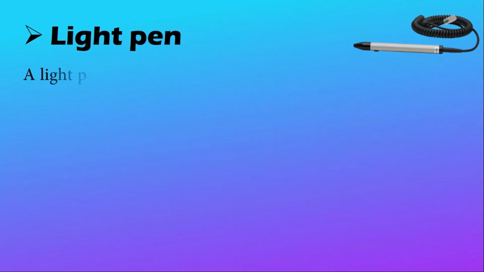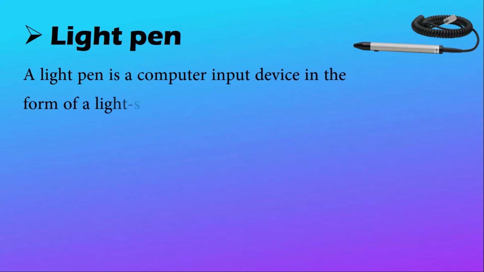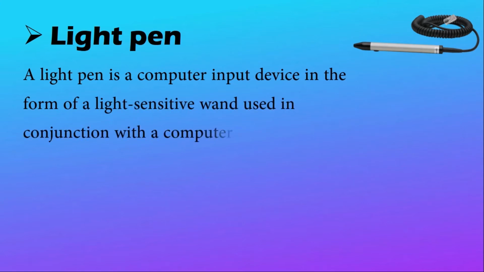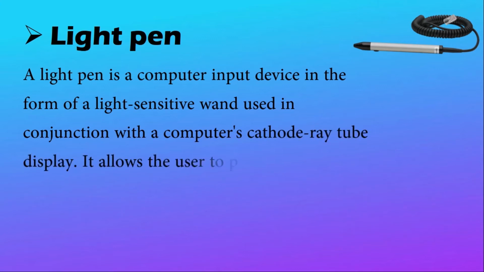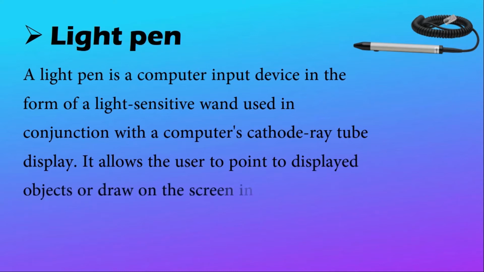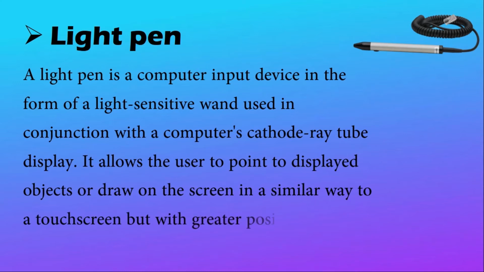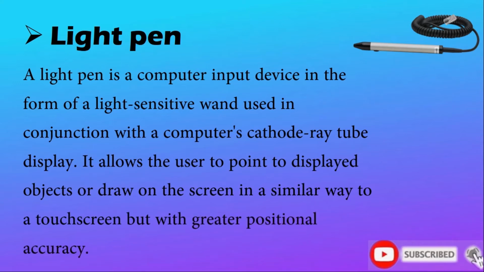Light pen. A light pen is a computer input device in the form of a light-sensitive wand used in conjunction with a computer cathode ray tube, which is a monitor part. So the cathode ray tube monitor will come under output devices, so wait for that. It allows the user to point to displayed objects or draw on the screen in a similar way to a touch screen, but with greater positional accuracy.